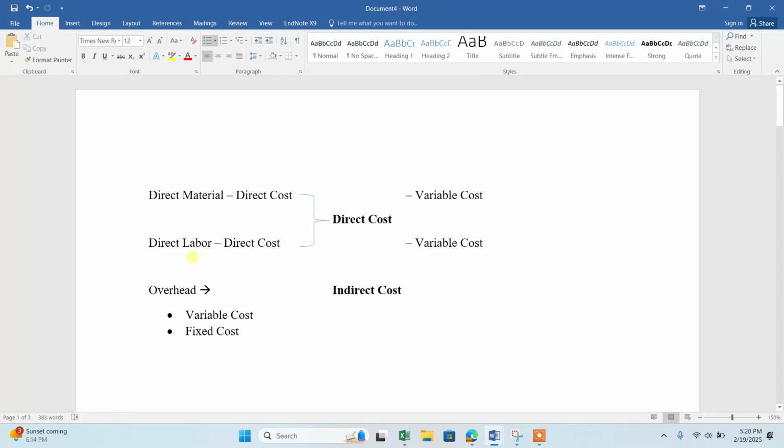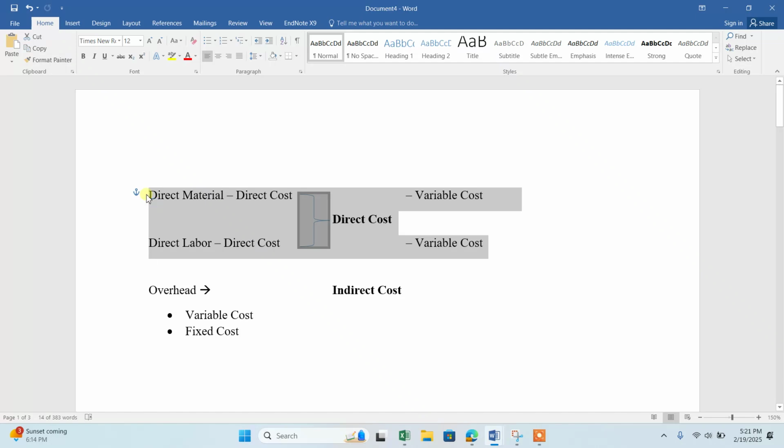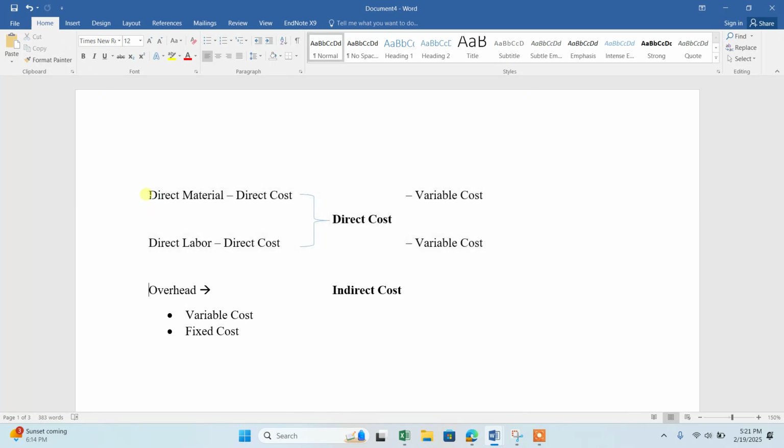Now, whether you are using the absorption costing method or the activity-based costing method, the first two components have nothing to do with this. They are the same for both. But when it comes to the overhead expenses, my dear, it differs. The absorption costing approach is different from activity-based costing.